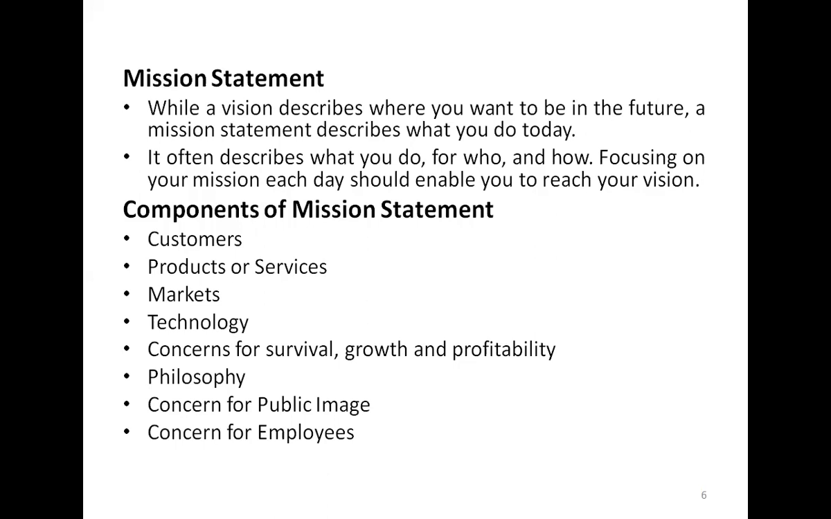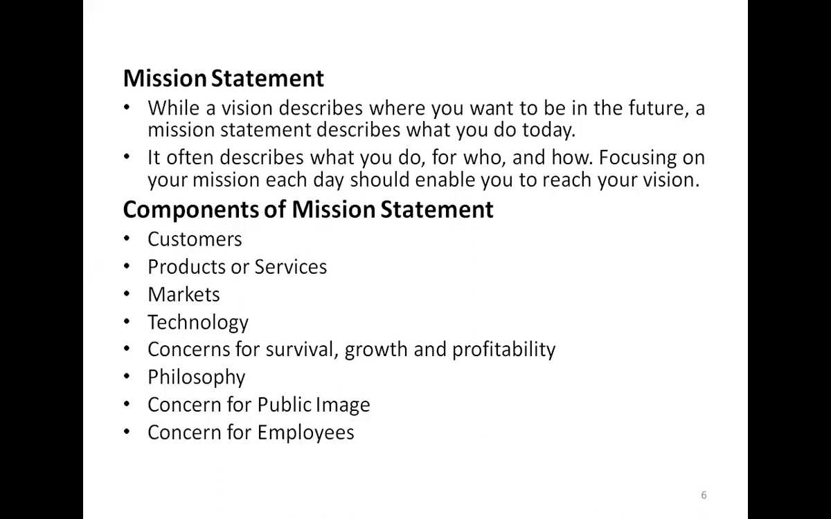While vision statements just tell you where you will be in the future. Actually, vision describes your future state of being, and the mission statement describes your present state of being. I hope these two things are clear now. Vision tells you about your future, what will be your state of being in the future, while mission statements tell about your state of being currently, right now: what you are, what you do.